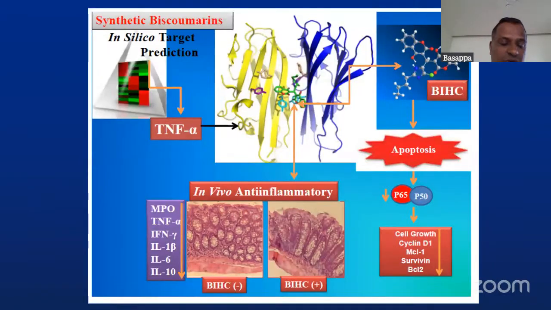So with this, the journal recognized our work, and it has become a cover page candidate basically. So in summary, what I would like to tell you here is that synthetic biscoumarin could have a binding affinity to TNF, which has been shown using a computational model, and which has an anti-inflammatory effect, which has been documented.